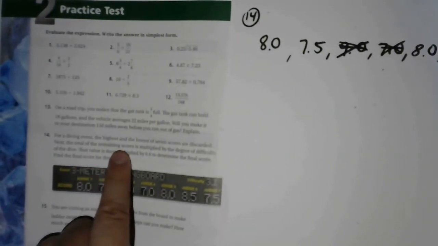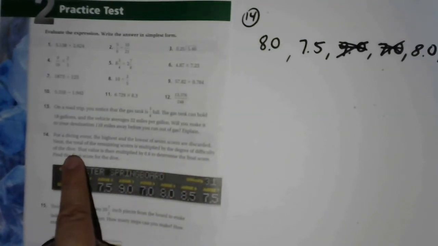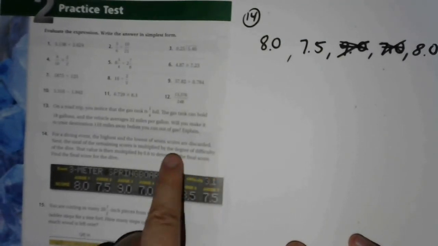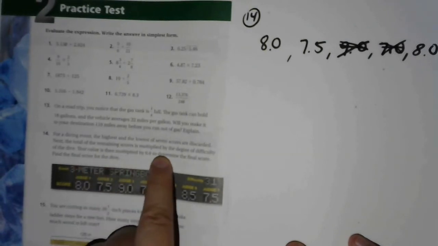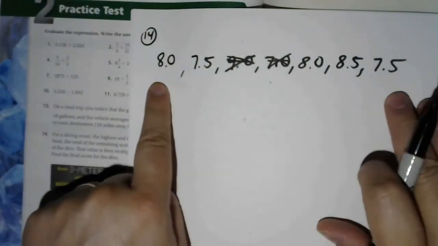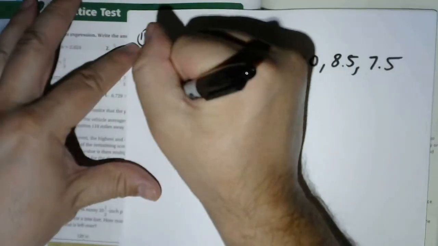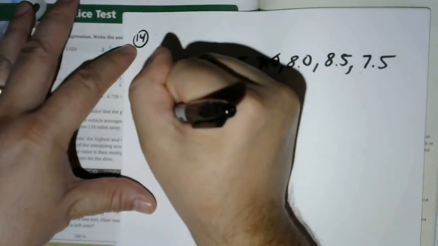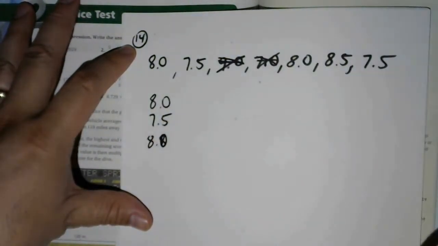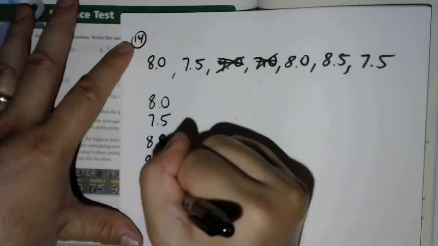It says the total of the remaining scores is multiplied by the degree of difficulty of the dive. Now it says difficulty is 3.1. So the total of the remaining scores is multiplied by the degree of difficulty. So I need to add together all these numbers. So I'm going to do that, and I'm going to set it up like a regular addition problem. So I have 8.0, 7.5, 8.0, oops, 8.0, 8.5, right? Writing the right numbers always helps. And 7.5. So I'm going to add these all together.